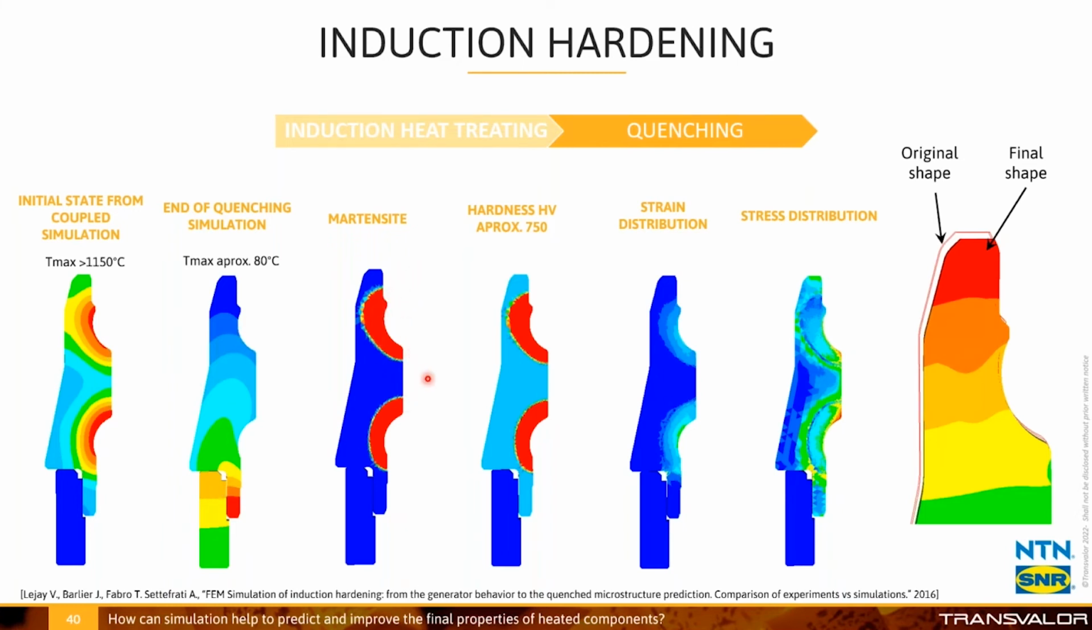Here we see the appearance of the martensite. Here we can see the hardness distribution. And we see in these specific areas around the ball raceway, we have a very high hardness of 750. And here we can see the distortion. The distortion is obtained by making an overlay between the original shape and the final shape. Here we can see the contour of the original shape and the final shape. Then we can directly see the distortion due to the quenching.